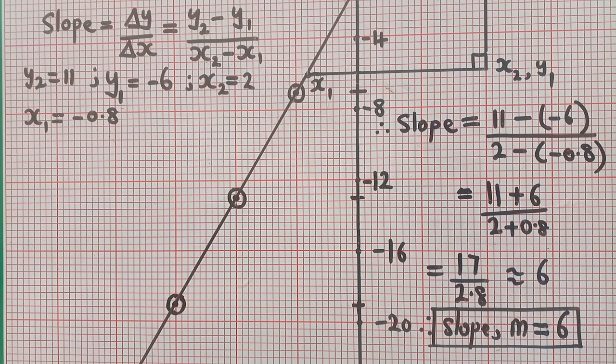Over x2. x2 is 2. See it here. Minus, it is also here. This x1 carries another negative sign. This is that negative sign. x1 is equal to minus 0.8. Place it here in the bracket, so that in the end, we'll have our slope is equal to 11 minus 6 over 2 minus 0.8.